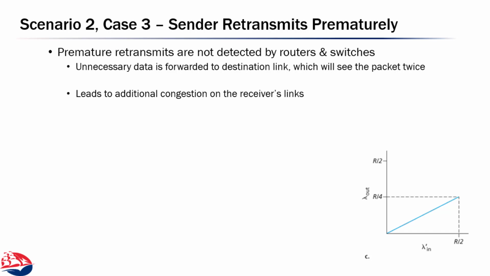Oh boy. Scenario 2, case 3. We're still in scenario 2. Premature retransmits are not detected by routers and switches. They just look like regular data. So if I have a timer that times out too early on one side or the other, and I retransmit some data too soon, the router is going to see that data and think, oh, all right, here's more data. And it's going to pass it on to the next system. As a direct consequence, we're going to add more congestion to the receiver's already congested links.